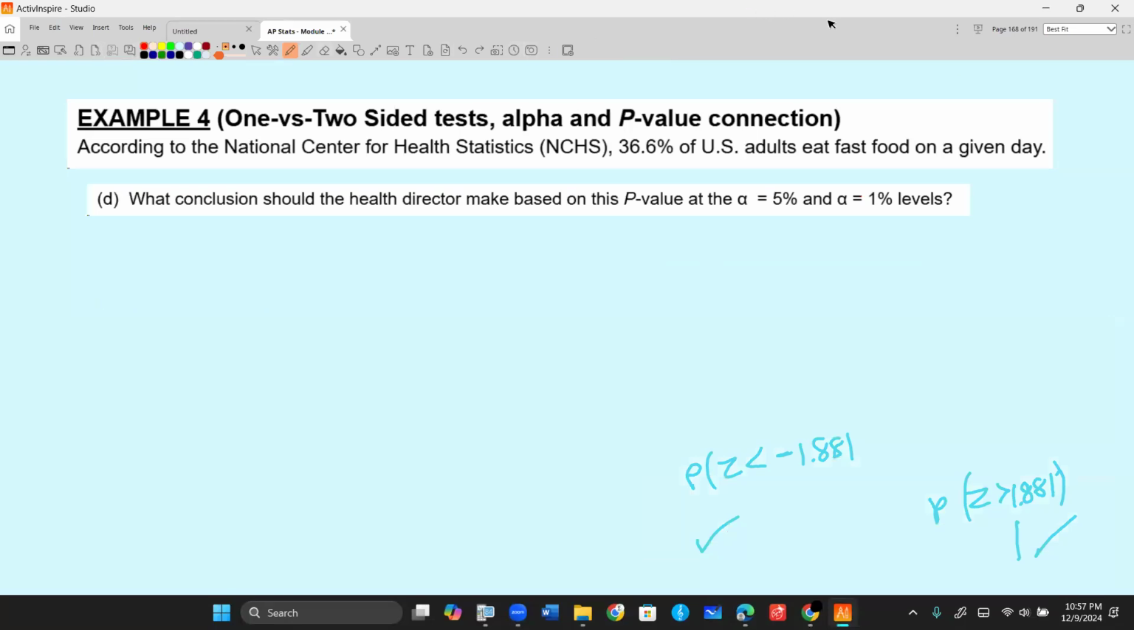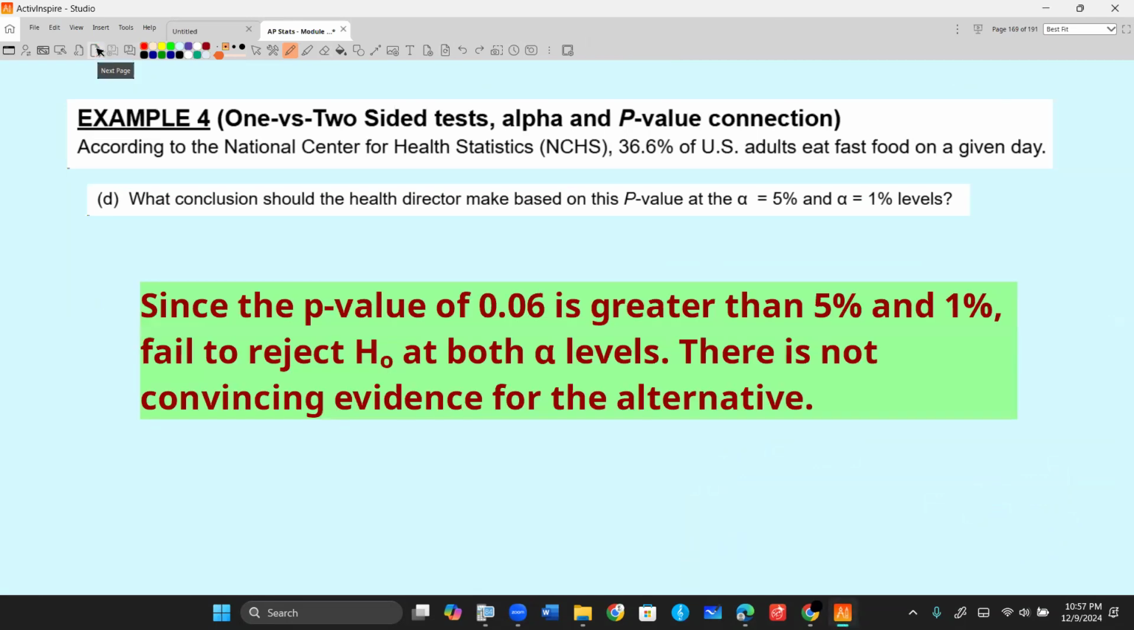Now, what's that going to do for our conclusion? If we were to do a not equal, a two-sided test, in this case, that 6% is greater than both 5% and 1%. So we would fail to reject the null at both levels. We would not have enough convincing evidence to support the alternative.